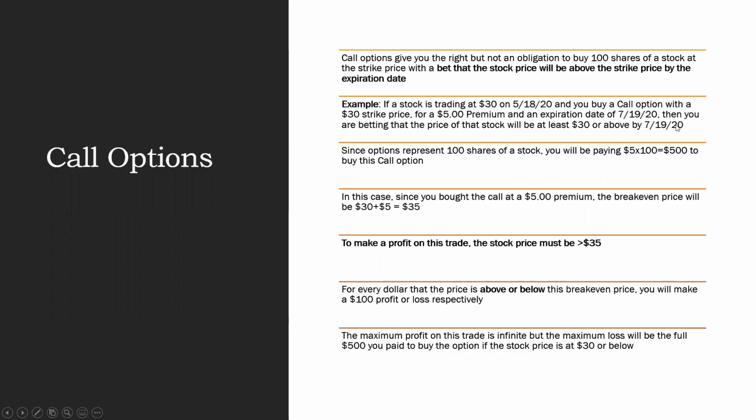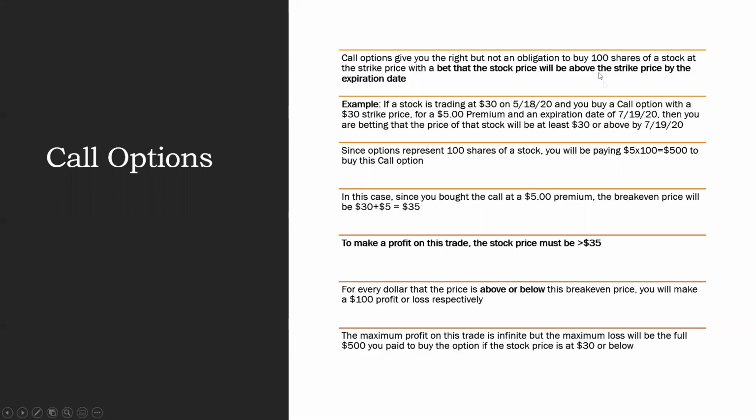So what you're essentially doing is betting that the price of the stock would be at least $30 by July 19th. Now remember, I said a call option, or any option really, represents 100 shares of a stock. So if the price of that option is $5, then you actually have to pay $500 to buy that call option. Now, because you're paying a $5 premium with a strike price of $30, for you to break even on your option, the price on expiration date would actually have to be 30 plus $5, which is $35. And any price of the stock above $35 is when you actually start making a profit.